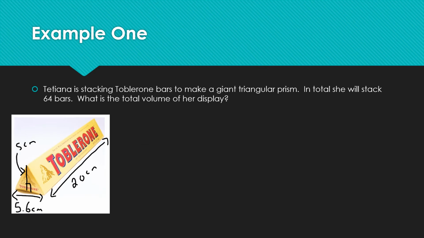Example one is looking at a triangular prism, as you can see from that Toblerone bar. Tatiana is stacking Toblerone bars to make a giant triangular prism. In total, she will stack 64 bars. What is the total volume of her display? We've got one bar here, and we want to know, if she stacked them all into one giant triangular prism, what would that total volume be?